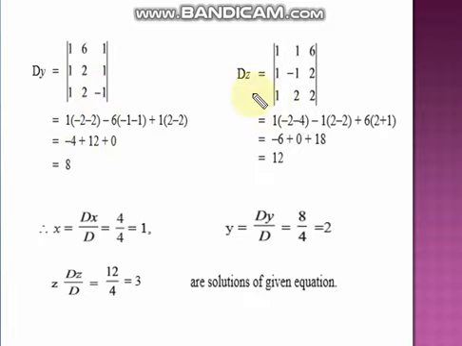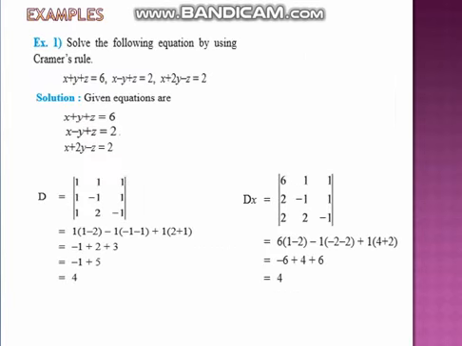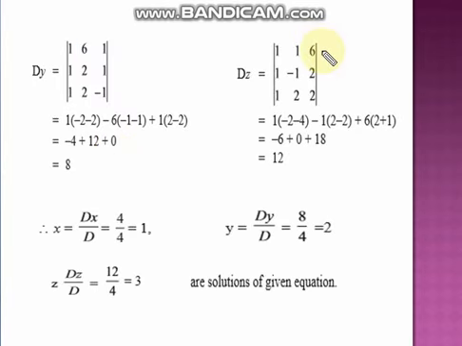Then we have to obtain dz. So how to obtain dz? Replace the third column in D with the right hand side, 6, 2, 2. You can see here the third column I have replaced with 6, 2, 2. So dz will be 12.